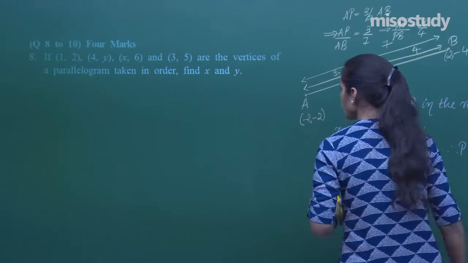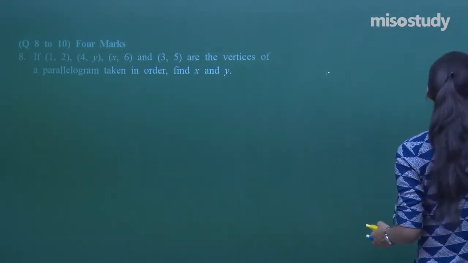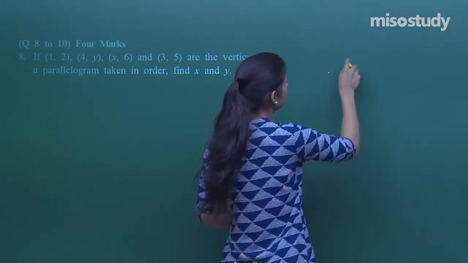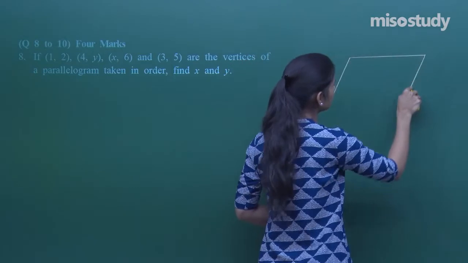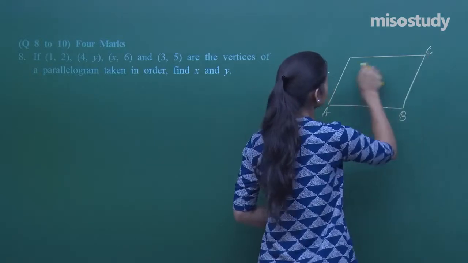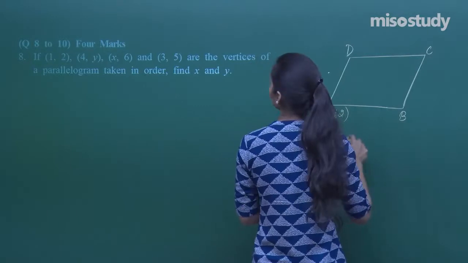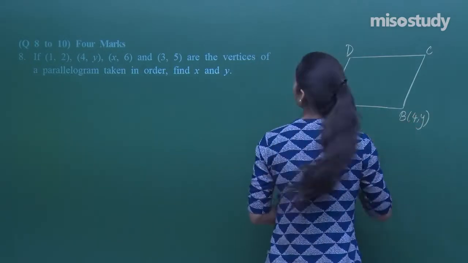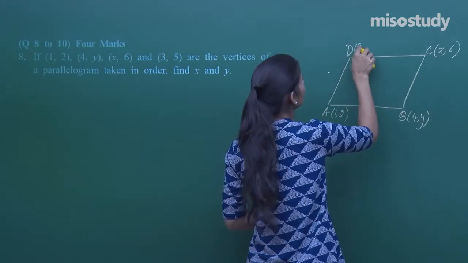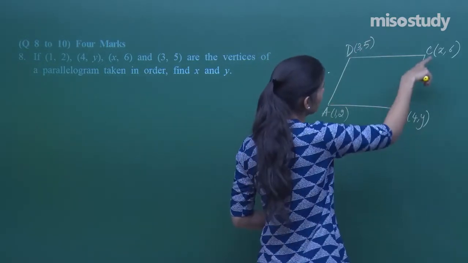Next I have these 4 points as vertices of a parallelogram taken in order. Find the value of x and y. Let's see how to find them. That's the parallelogram. Say I take A as 1 comma 2, then in order I take B to be 4 comma y, C to be x comma 6, and D to be 3 comma 5.